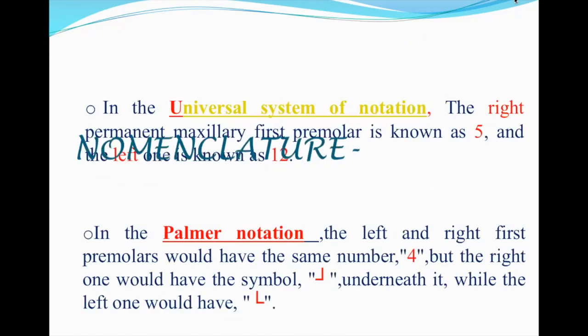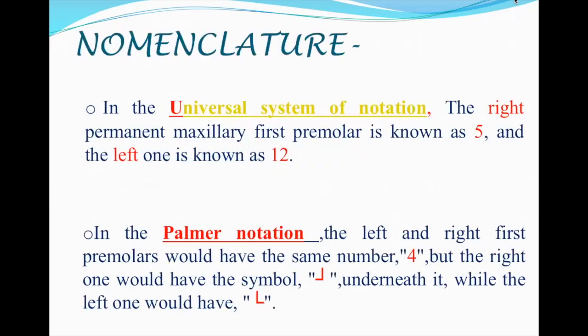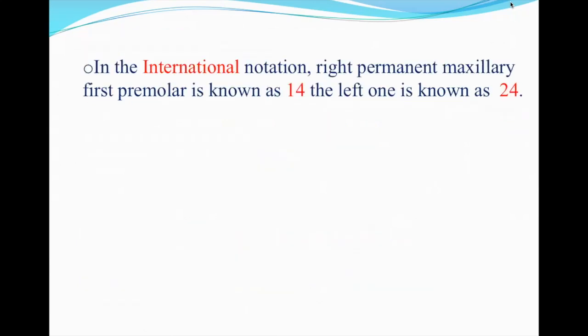Now the nomenclature. In universal system of notation, right permanent maxillary first premolar is denoted as 5. Left is 12. In Palmer notation, left and right side first premolar would have the same number, 4, but the right one would have the symbol which is given in the picture, and the left one also has the symbol you can see in the picture. In international notation, right permanent maxillary first premolar is designated as 14 and left one is 24.